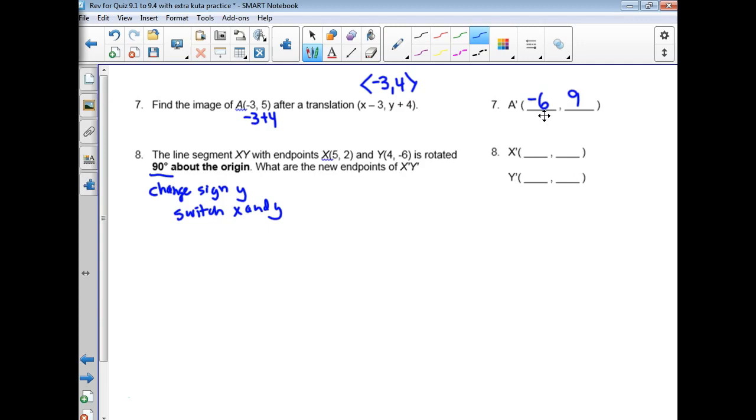Now, of course, on the quiz, you're going to have different points. They won't be the same numbers. Okay. And if I do the same thing for point Y, then I would change the sign of negative 6 to positive 6 and switch it with the 4, so it would be 6, 4. Again, if you want to write down what that rule was, it was take your points and change them to negative Y, X.